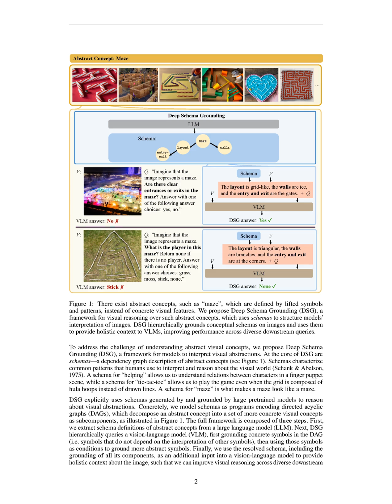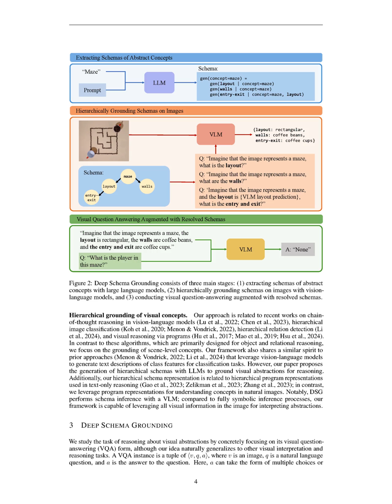Next, DSG hierarchically grounds these components to visual entities in an image, starting with the more concrete elements, like the layout, and using them to inform the grounding of more abstract components, like the entry and exit. Finally, the resolved schema, including the grounded mappings, is provided as context to a vision language model, VLM, during the question-answering phase, enhancing the model's ability to accurately respond to queries about the maze, such as identifying clear entrances or exits. This structured grounding process allows DSG to improve the understanding of visual abstractions significantly compared to traditional methods.